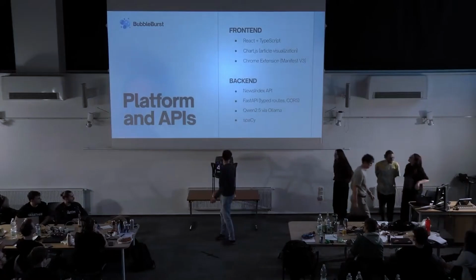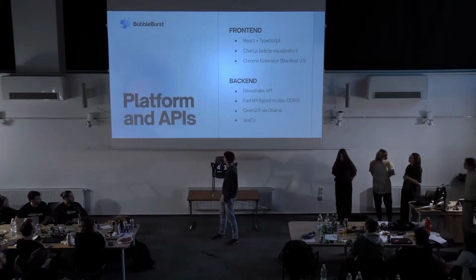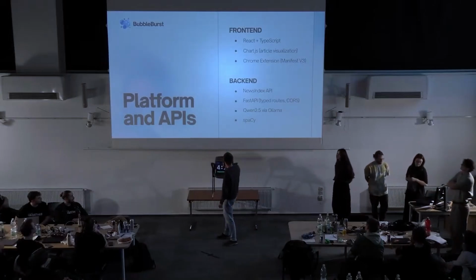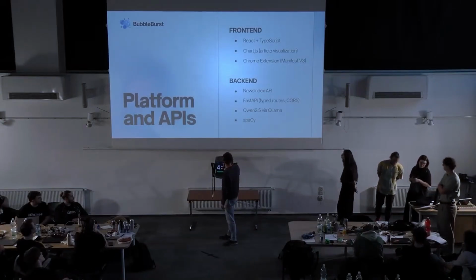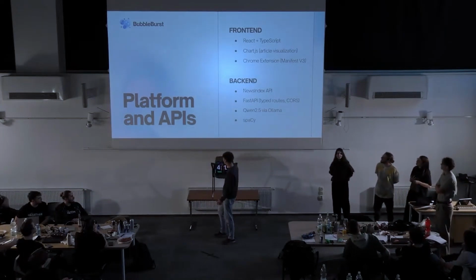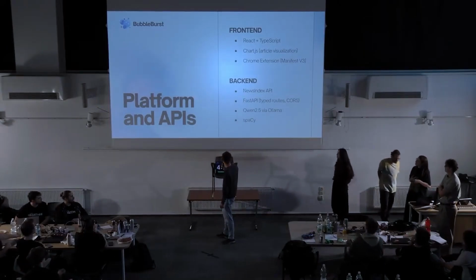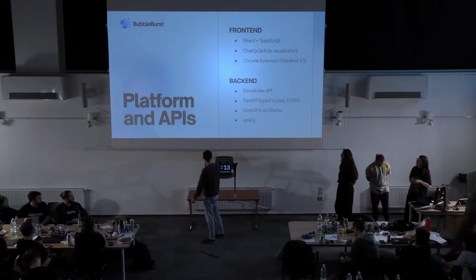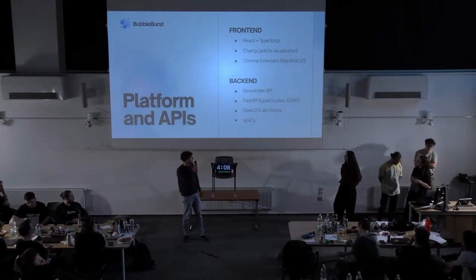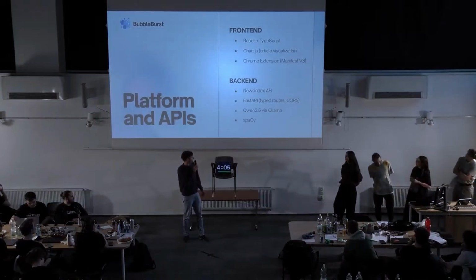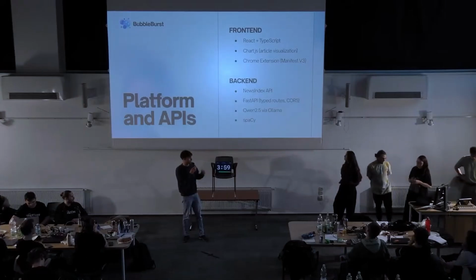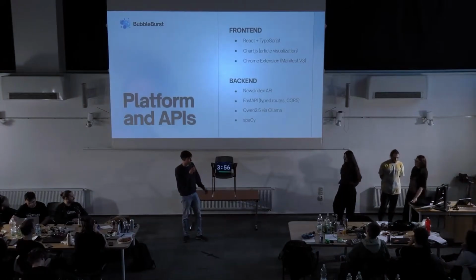So hi there. I'm going to just quickly run through the tech stack. For the front end, we used React with TypeScript and Chart.js for the graphs, and the Chrome extension tooling for the actual extension. And in the back end, we use News Index API for the majority of the data, FastAPI for the API routes, and Ollama Qwen 2.5 for the LLM that we use for keyword extraction, as well as spaCy for the keyword extraction.